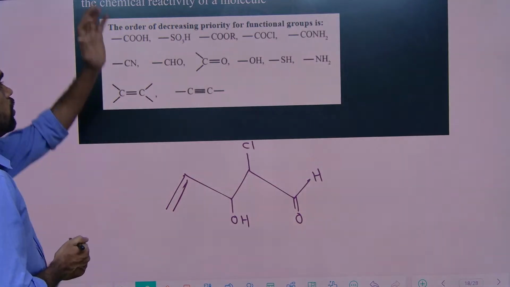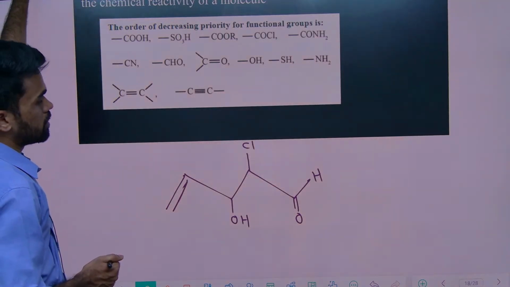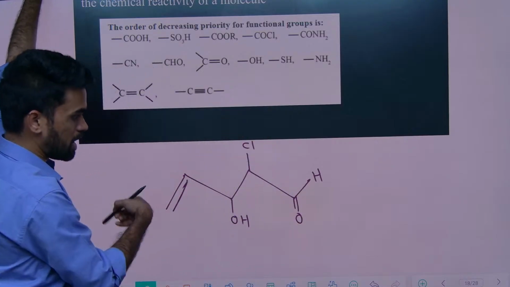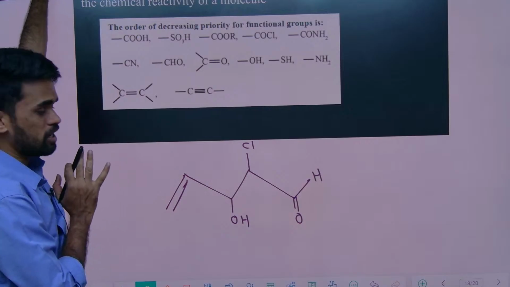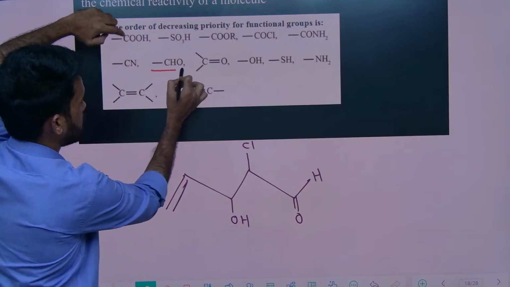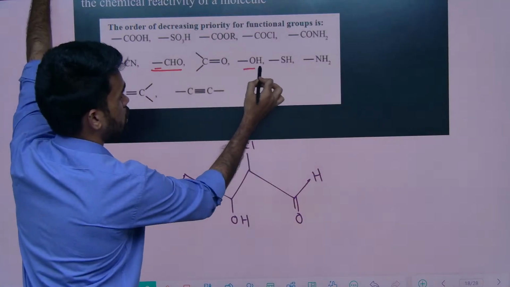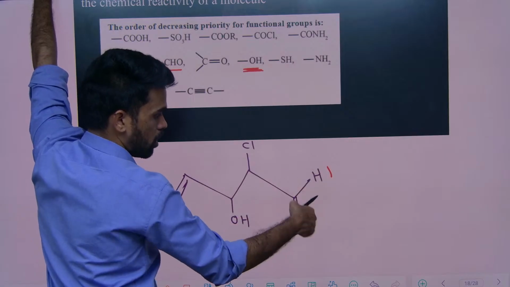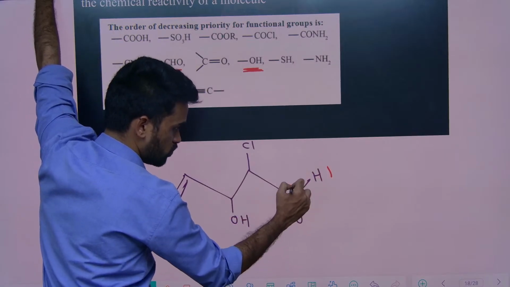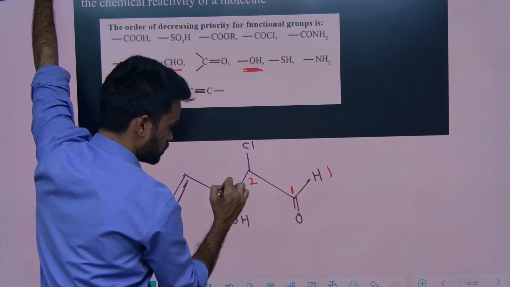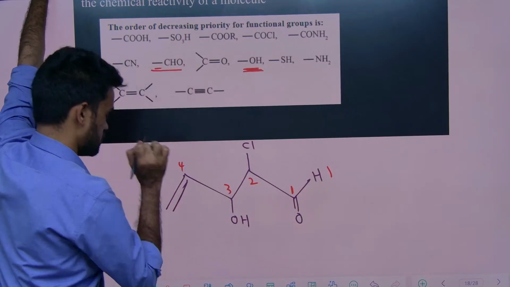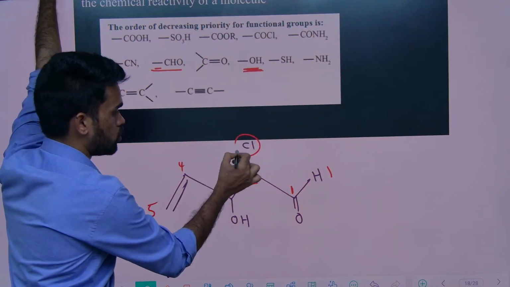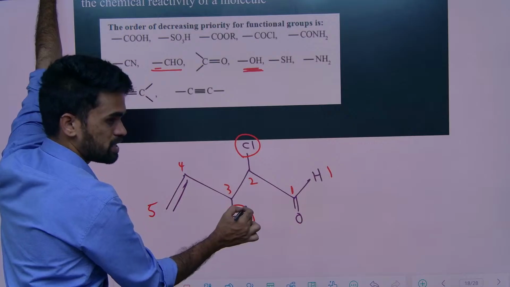Yeah, so now look at this. From where should I start numbering? Yeah, you need to start from the priority functional group. Out of this, which is the priority functional group? See, you have an aldehyde here, right? So aldehyde first, then next hydroxy groups. So first prioritize the carbon which has the aldehydic functional group. So this is the one. So 1, okay, next 2, 3, 4, 5. That's it. Okay, right. So now at second position we have chloro. At third position we have an OH group, meaning hydroxy.